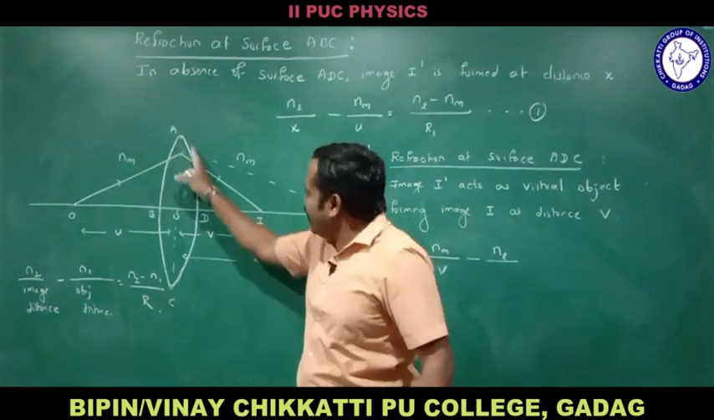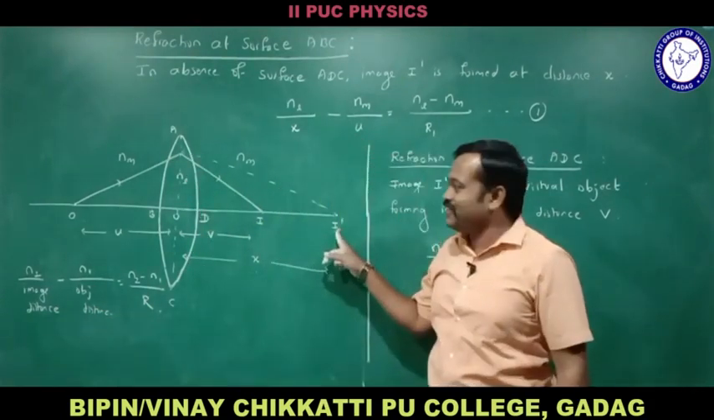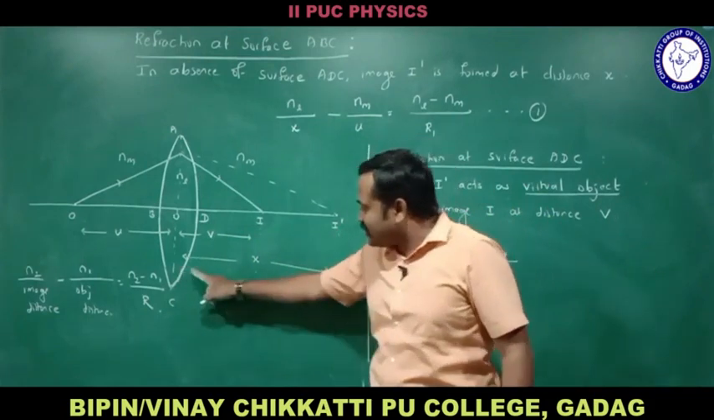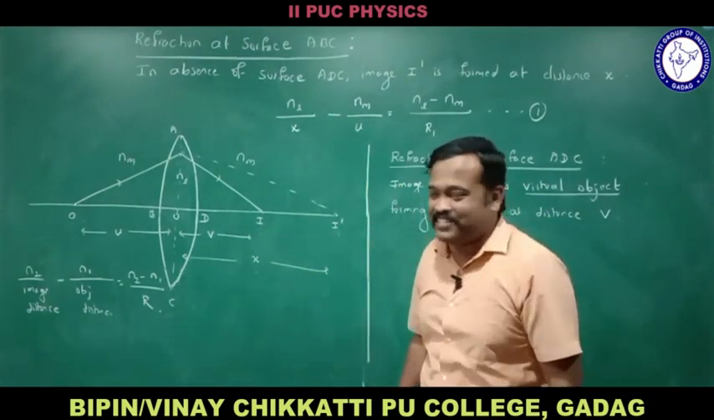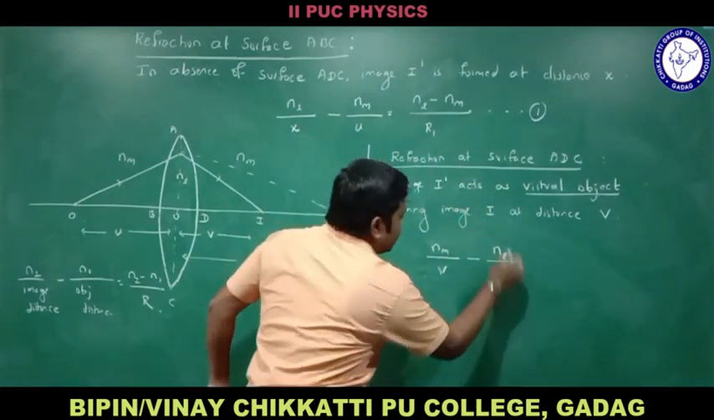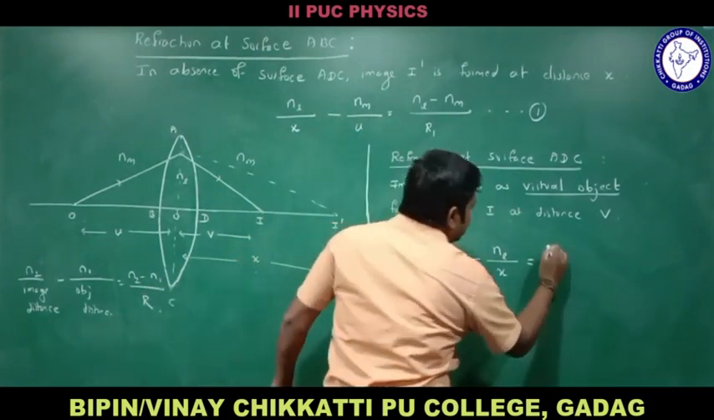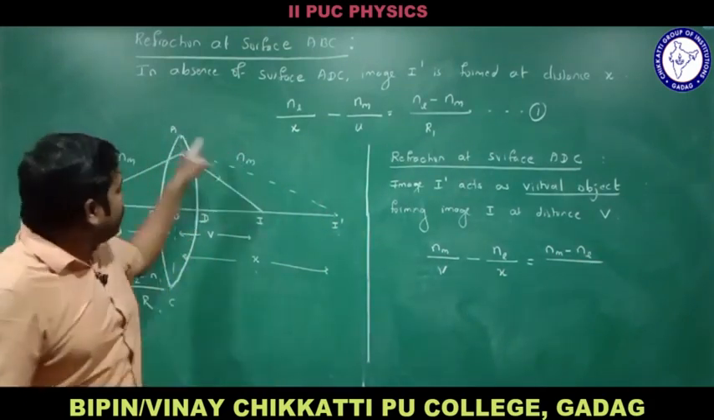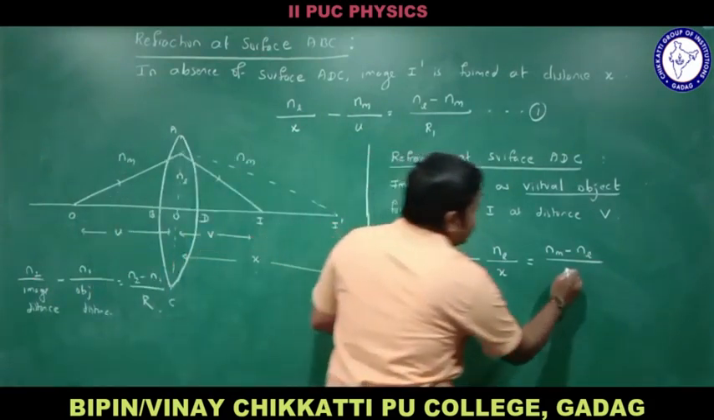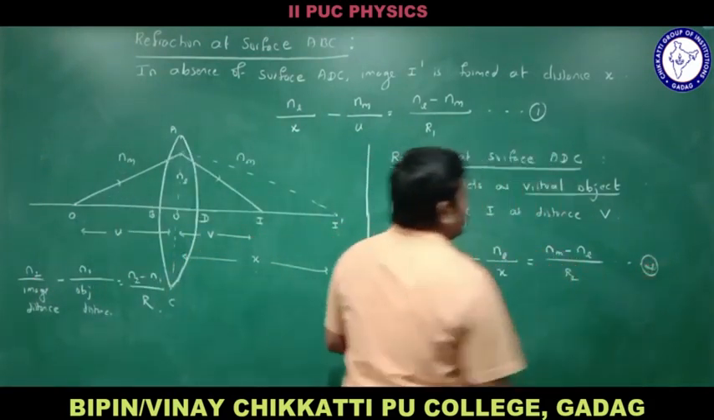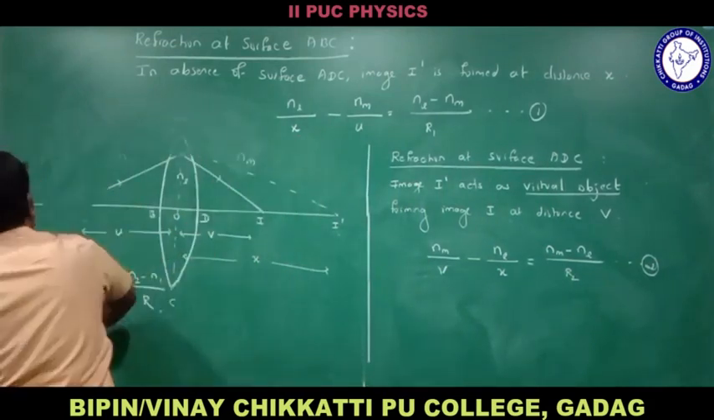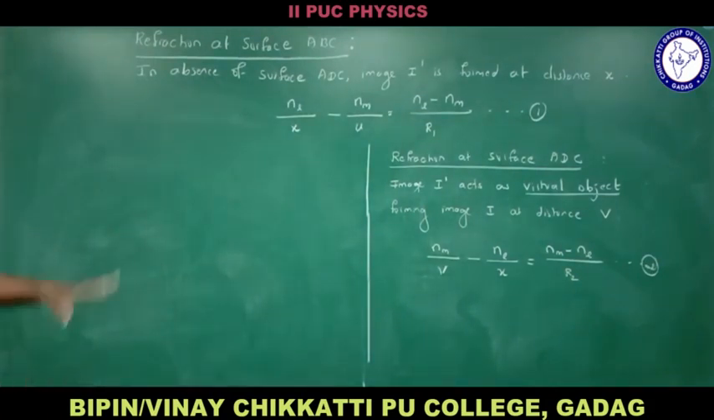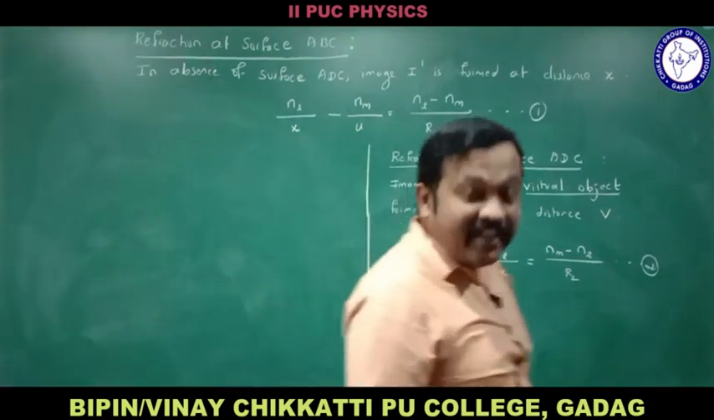Tell me, for the second spherical surface, where is the object? This is the object. As I already told you, I dash acts as the virtual object. If this is the object, what is this distance? Yes, it is the object distance. So let me take it as x. X, that is equal to N2 minus N1, that is Nm minus NL, divided by R. What is R? The radius of curvature of the spherical surface. And for the second spherical surface, the radius of curvature is R2, and let me take it as equation number 2. So we got two equations, equation 1 and equation 2. Now simple. Let us solve these two equations and we will arrive at the lens maker's formula.